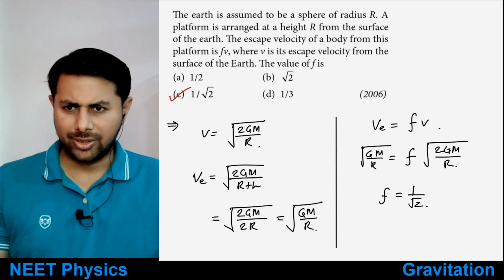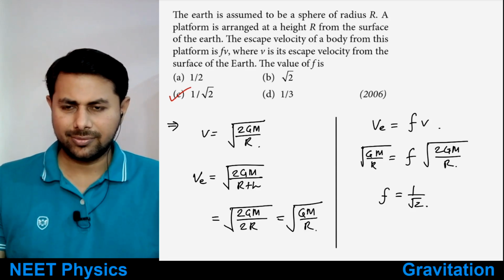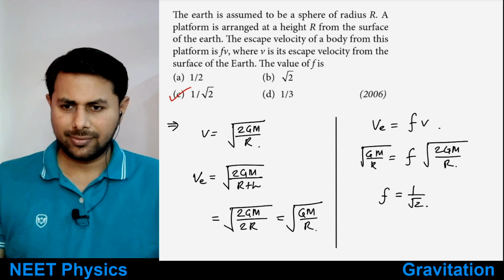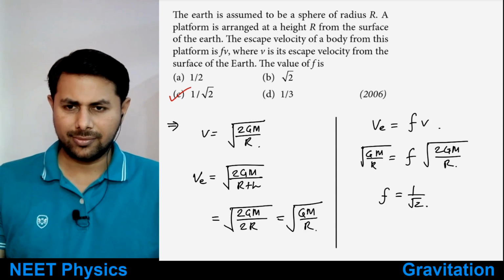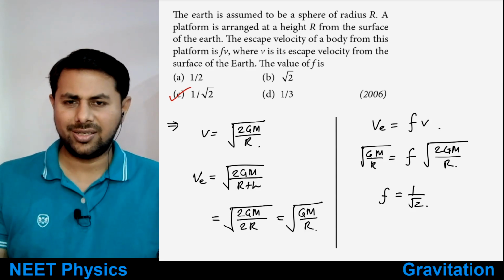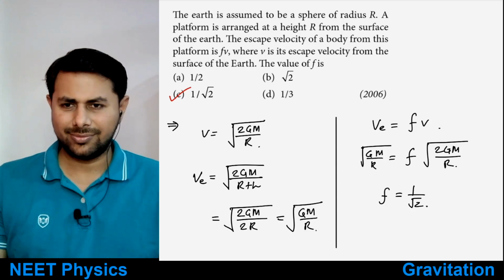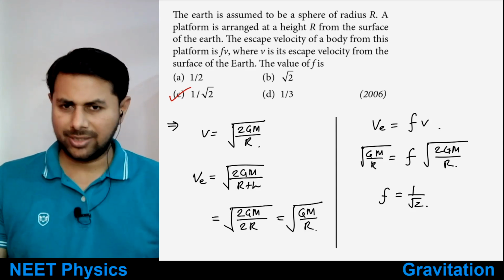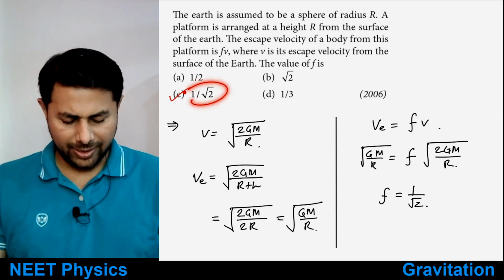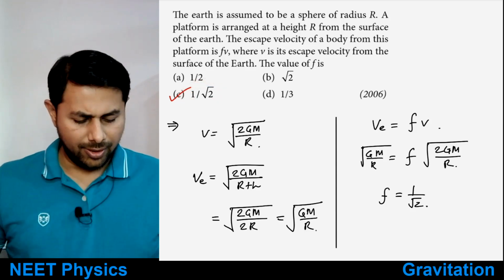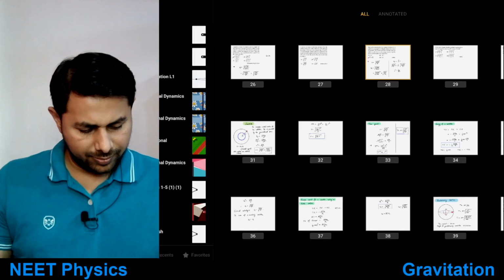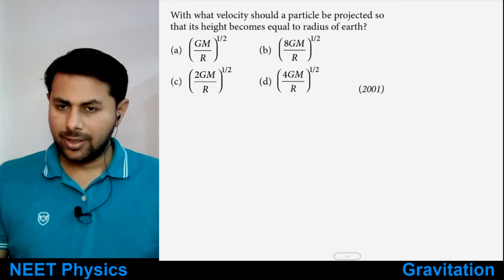So I guess Bhanu solved it. Is this thing clear? Yes, no? Okay, it's very simple, right? It's 1 by root 2. All right. Then let's see the next one.